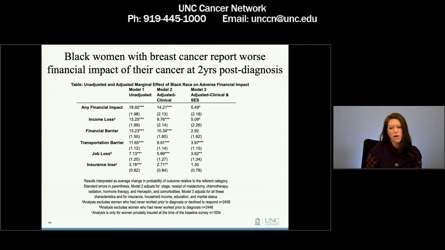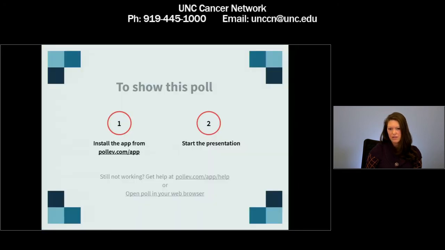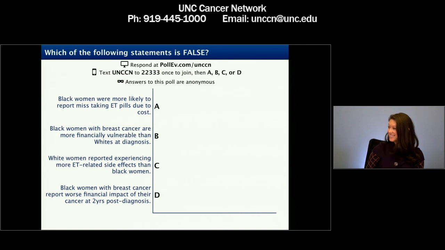When we control for all of those factors, including receipt of different types of therapy and stage of disease, we see a persistent effect of race in explaining some of these outcomes. And so that's there on the far right model. These are a couple of different models that are adjusted differentially by these potential explanatory factors. So we have another poll question.